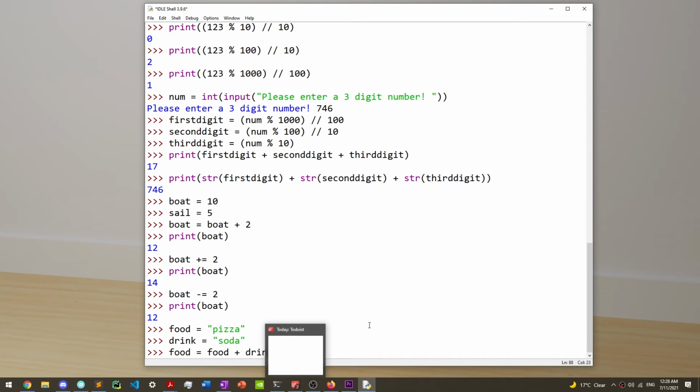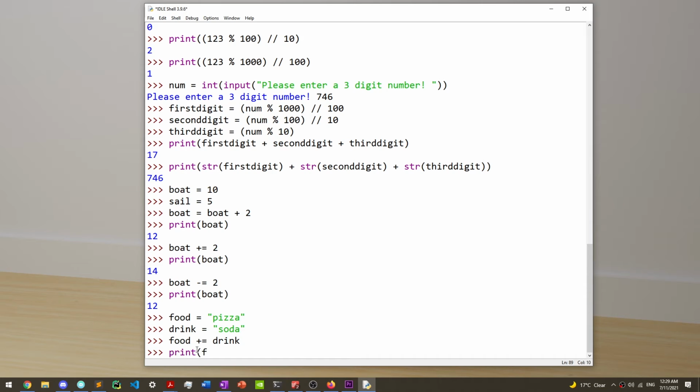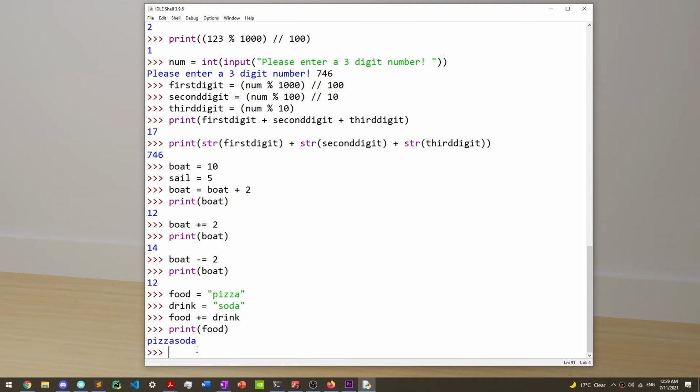Now, what you can realize is that if we do this, we update the value of food. But I can do this another way by simply just saying plus equals drink. And what that's going to do is, you can kind of think about it simply, we're just adding soda to the pizza. And so if we click enter and print out food, we get pizza, soda. Pretty simple, right?